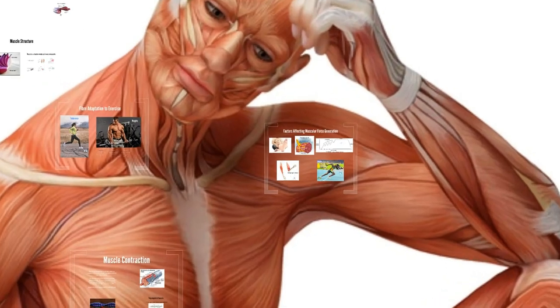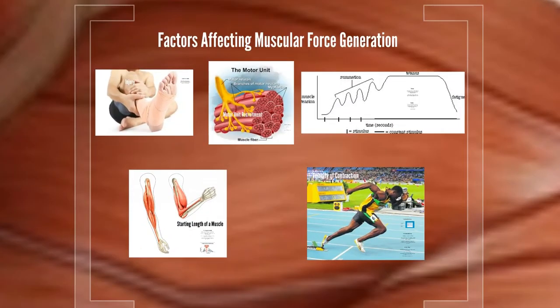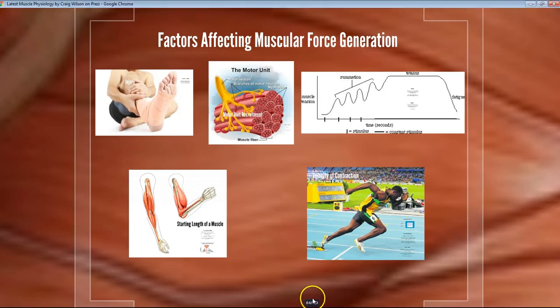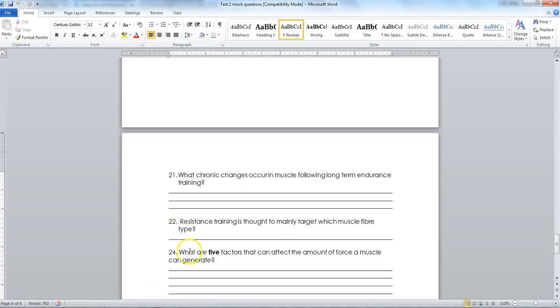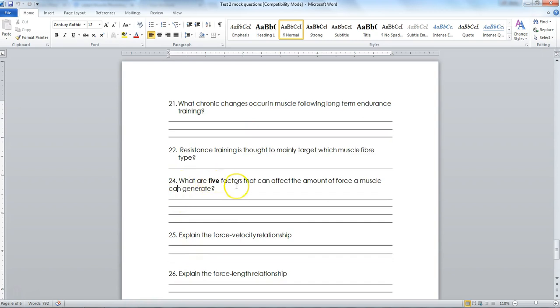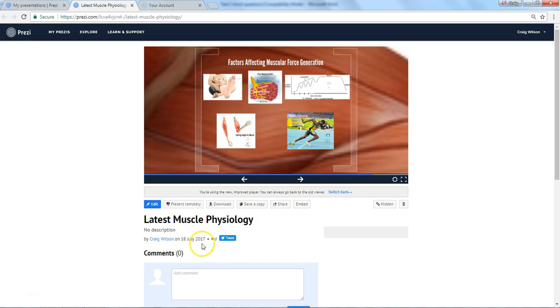All right, last thing, and we are done with this. We need to pull out a couple of factors that affect muscular force generation. The question we are looking at in our mock questions is question number 24. What are 5 factors that can affect the amount of force a muscle can generate? Let's have a look at them now.